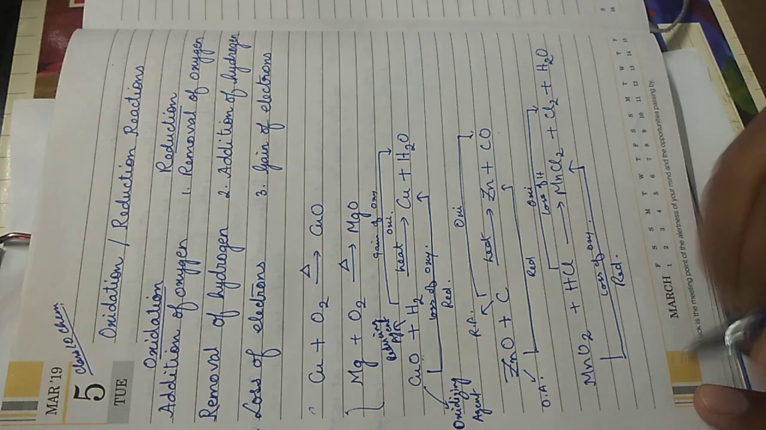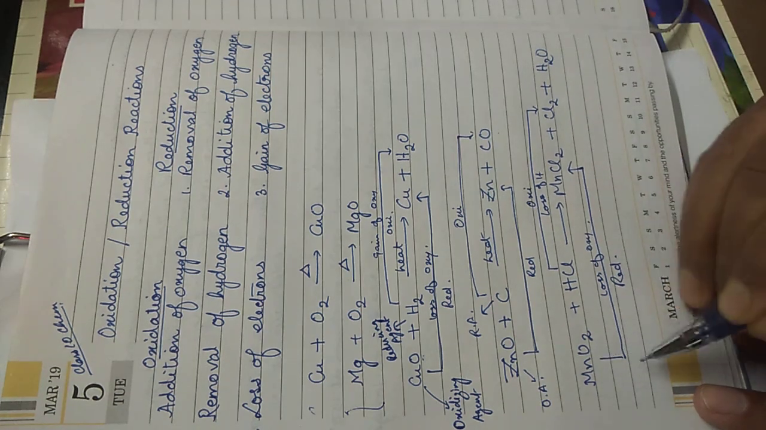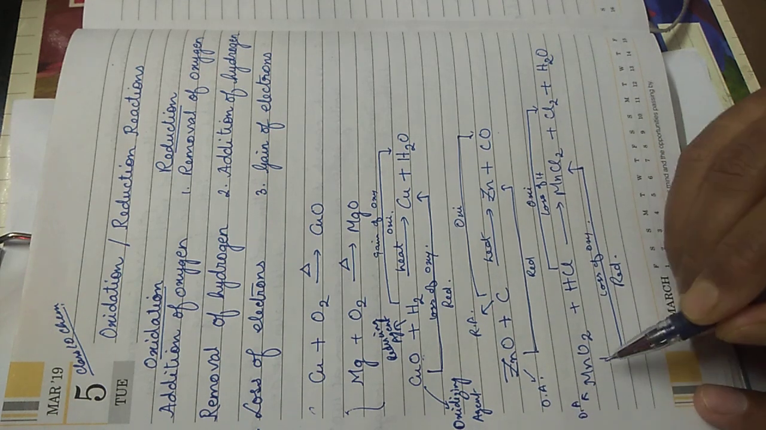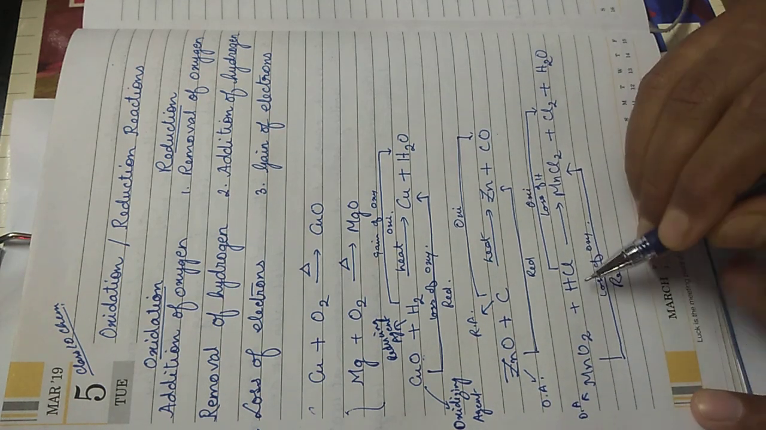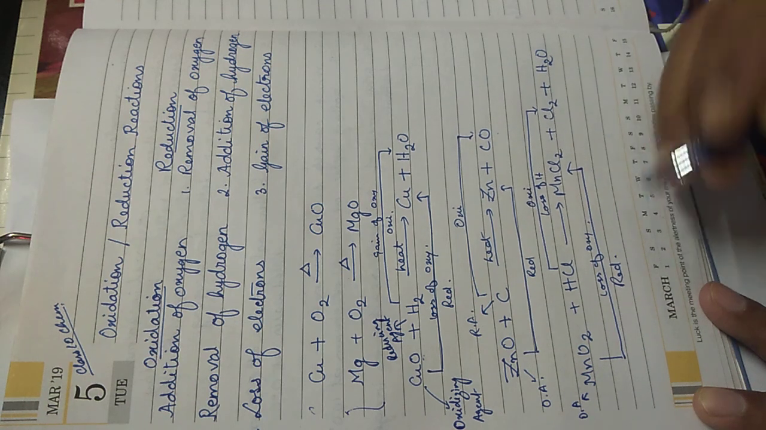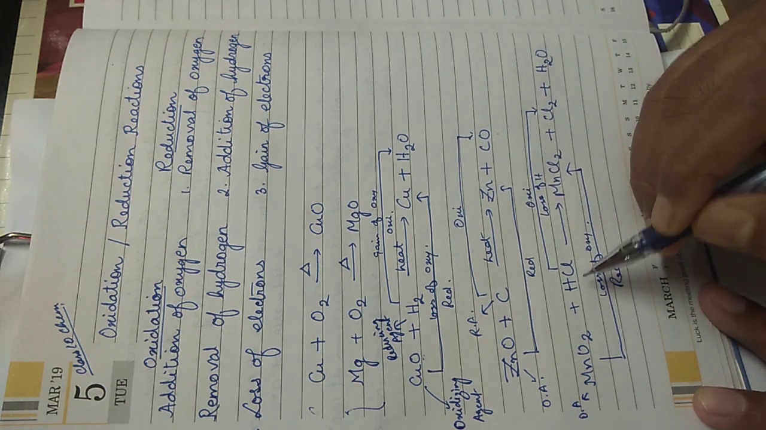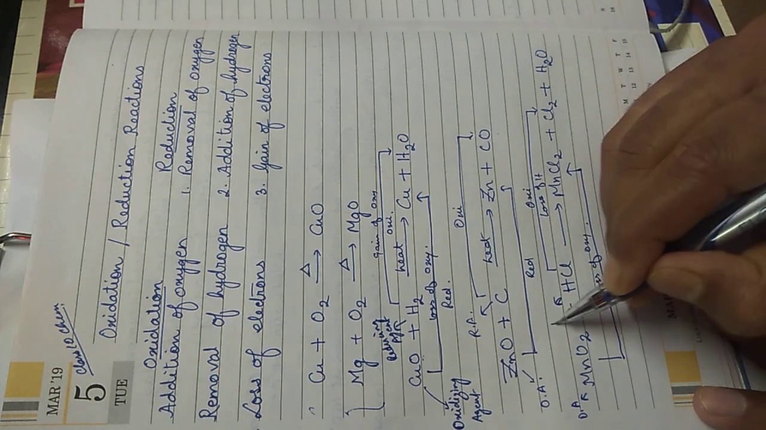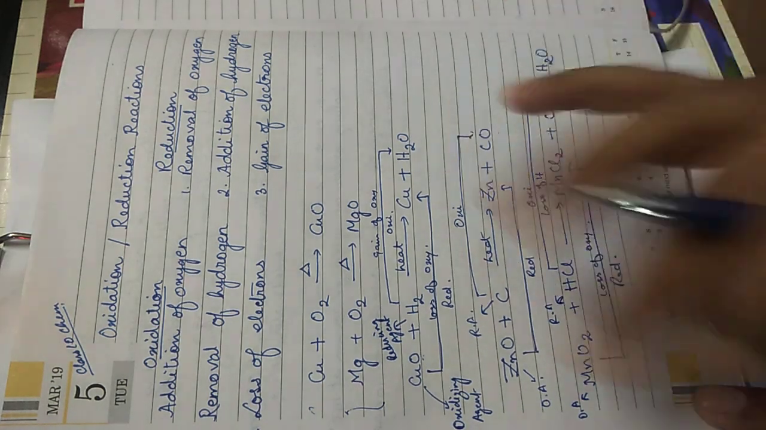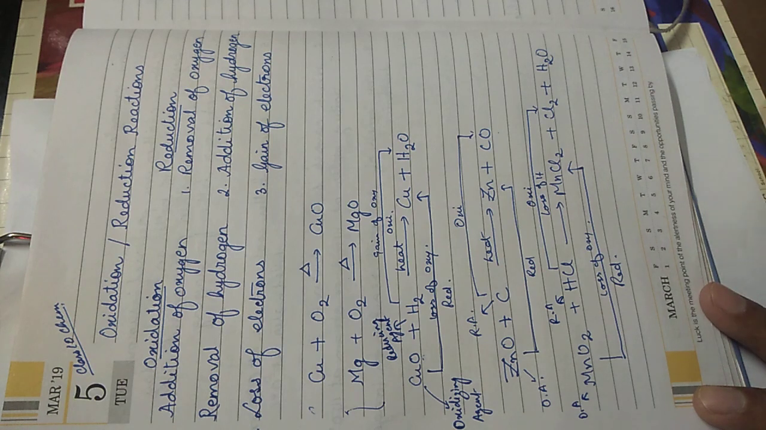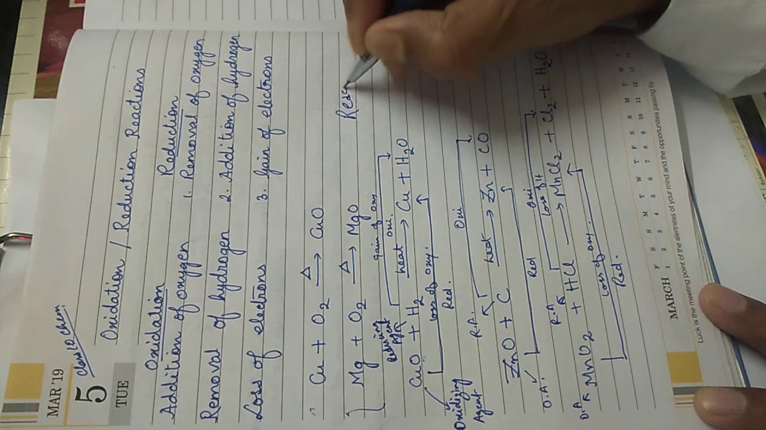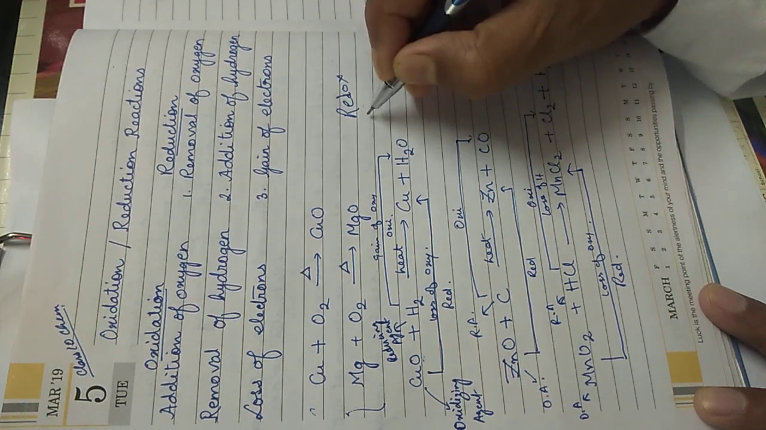So what is happening here? Manganese oxide is undergoing reduction, so this will act as the oxidizing agent because it is helping the other substance to undergo oxidation. Similarly, hydrochloric acid is undergoing oxidation and helping in the process of reduction, so this is the reducing agent. Now such reactions where we find both oxidation and reduction going on are called redox reactions.